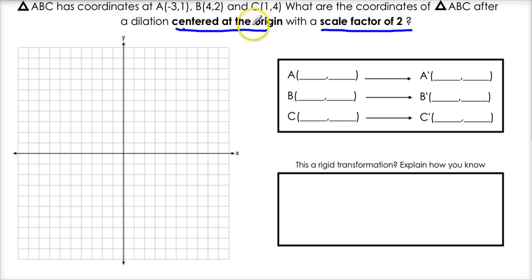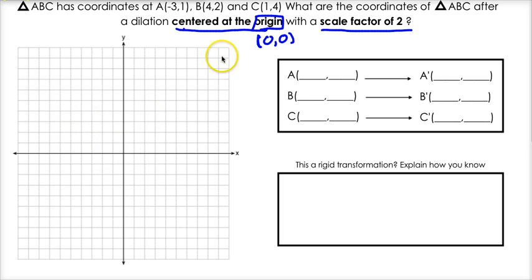Now, quick vocabulary. Does anyone remember what the word origin means? Write it down if you know. Maybe pause the video. I'll tell you though, it is at 0, 0. Origin means 0, 0. All right, so to do this problem, let's start by graphing ABC.